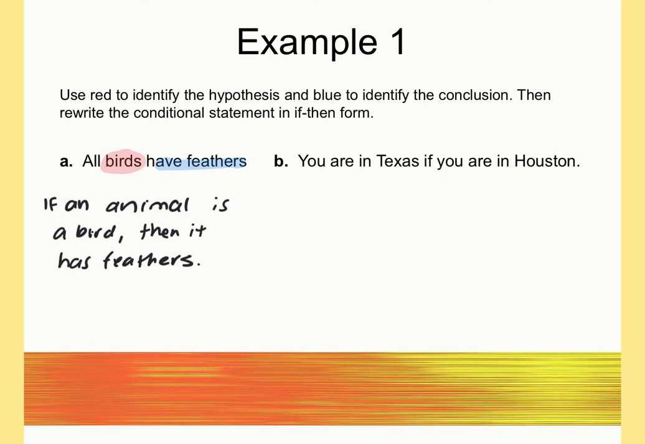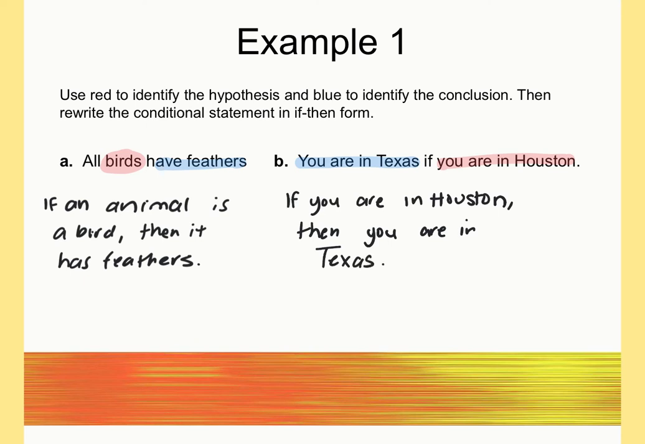B, you are in Texas if you are in Houston. What's the hypothesis? If you are in Texas. Nope. No, if you are in Houston. Good. You are in Houston. So be careful with the order. It's always after if. You are in Houston, and then you are in Texas would be the hypothesis. So if you are in Houston, then you are in Texas.